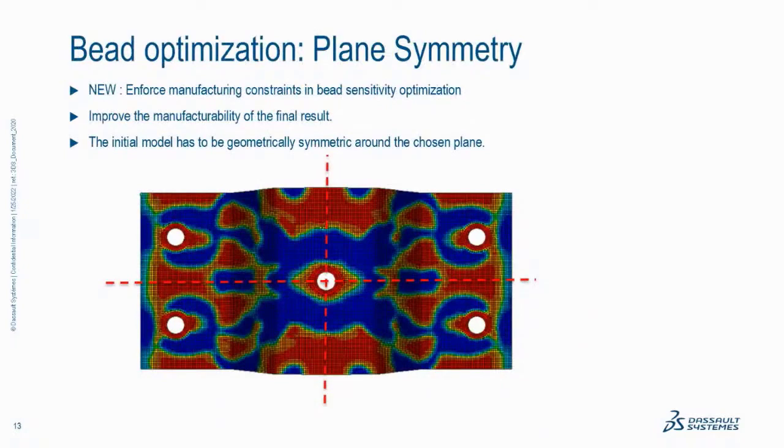Then there is a feature which has been requested for quite some time. It's the plane symmetry in bead sensitivity optimization. So it is available now, and symmetry can be specified across multiple planes. The only restriction here is that the original model has to be symmetric or roughly symmetric, at least around those planes, because bead optimization makes relatively small changes to the design, and it really cannot take an asymmetric model and convert it to a symmetric one.